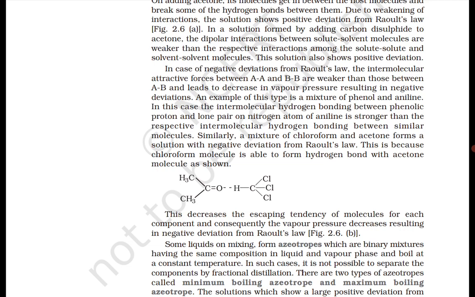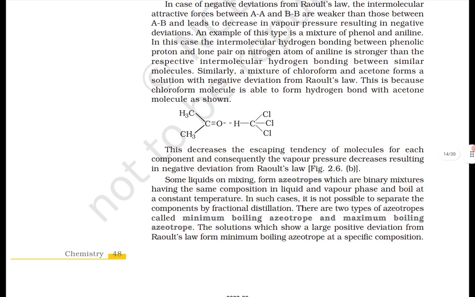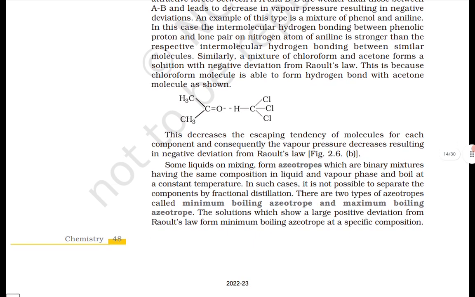molecules. Similarly, a mixture of chloroform and acetone forms a solution with negative deviation from Raoult's law. This is because the chloroform molecule is able to form a hydrogen bond with the acetone molecule as shown. This decreases the escaping tendency of the molecules of each component, and consequently the vapor pressure decreases, resulting in a negative deviation from Raoult's law.